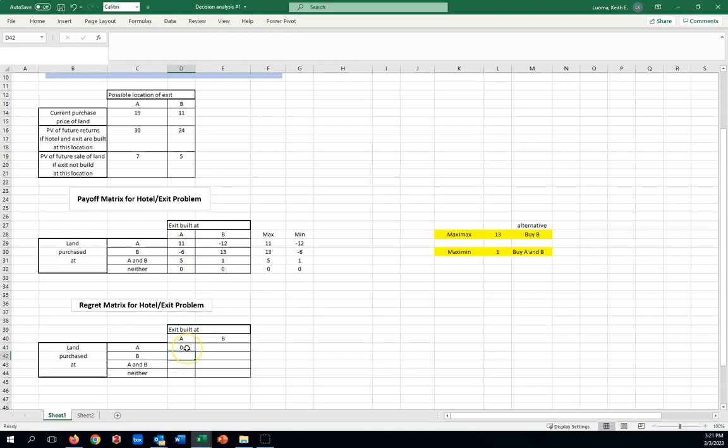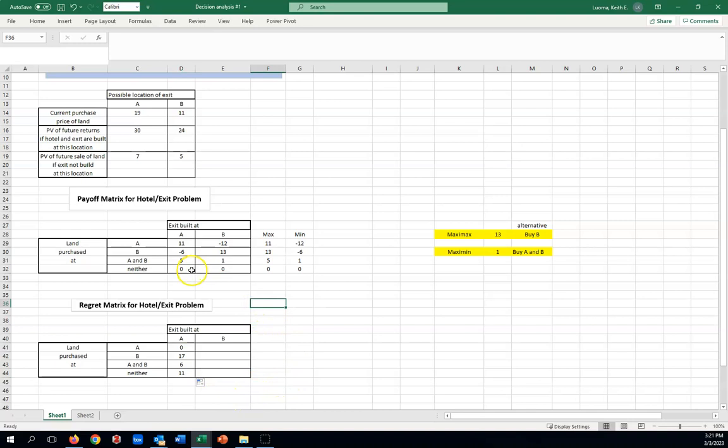Now we could drag this formula down. Before we do, we better see if there's anything we need to make absolute. Notice we want the second element of the formula to change, but the D29 through D32, I don't want that to change, so I'll make that absolute reference. And once I do that, then I can go and copy this down. So these are our regrets.